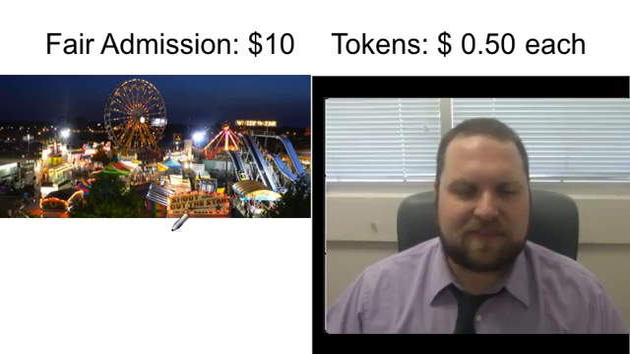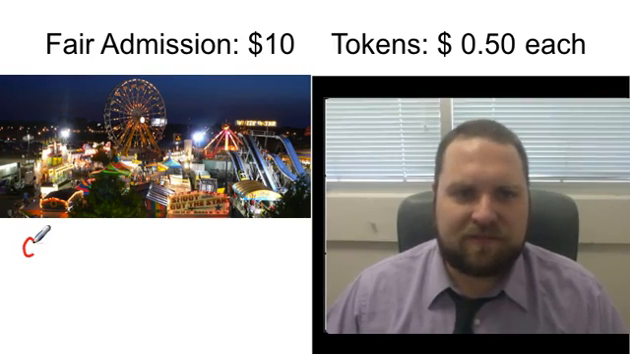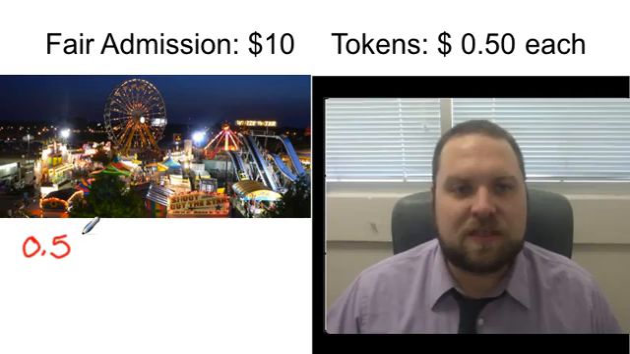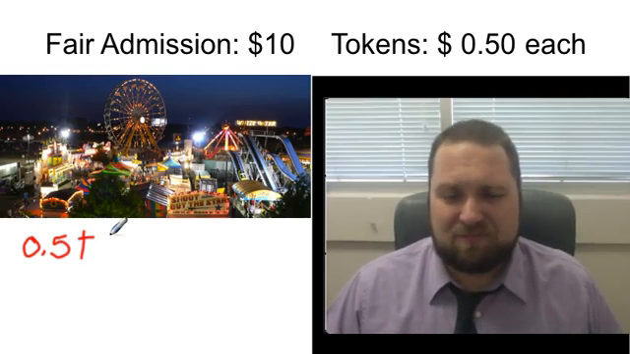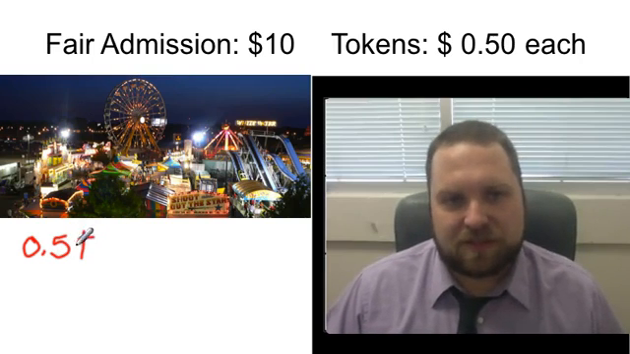So here we have $10 to get in. Tokens are 50 cents each. And what we want to know is how many tokens can we get? Well, our tokens, if they're 50 cents each, I can say 0.5, that's how much each one costs, and I'll just say t for the number of tokens. This could be x, whatever, we just need a variable name. T seems to make sense for tokens.